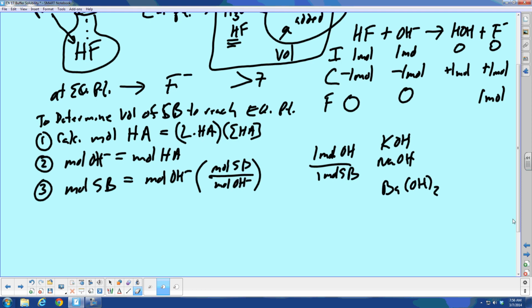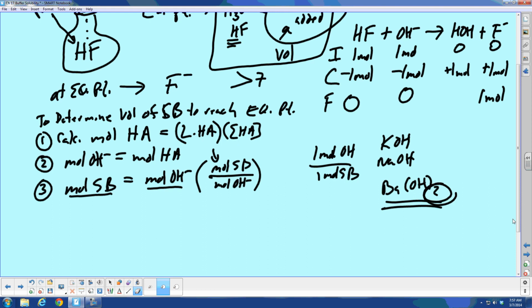I don't have a 1-to-1 ratio, so I have to always be careful. I can't assume that moles of hydroxide equal moles of strong base. I have to look at that subscript and put it into my mole ratio here, right? In the case of barium, this would be a 2-to-1. In the case of sodium hydroxide, it's 1-to-1.